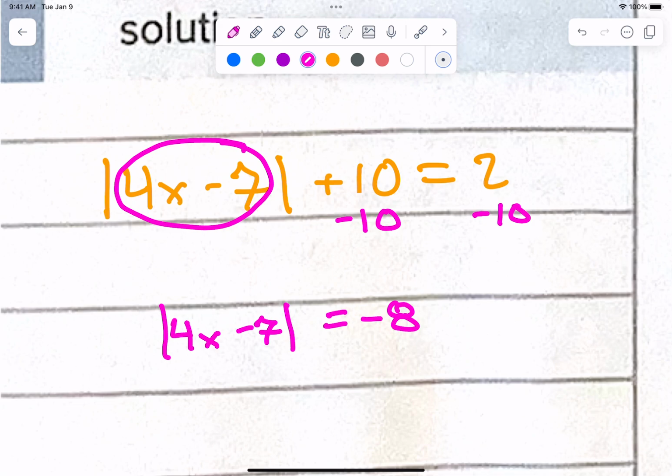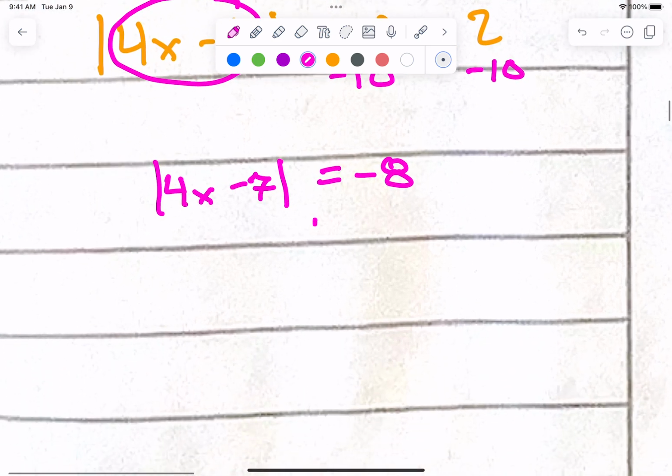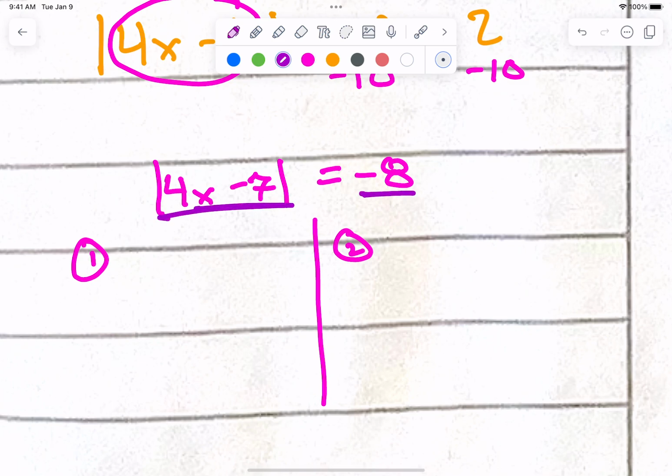Normally, we would do your 2 cases. Oh, wait. That's negative. Can we have an absolute value give us a negative answer? No, so we don't need to do 2 cases.